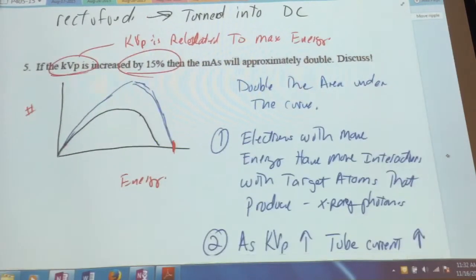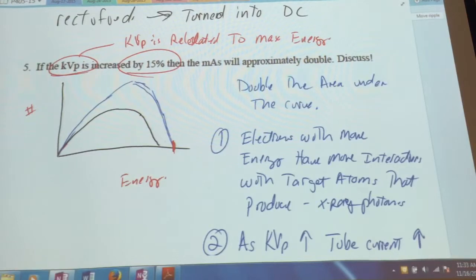And then just as a basic rule of practice, every time you draw a graph, you should indicate the average energy and the max energy. Just put it on there just to make sure, even if it's not part of the conversation.